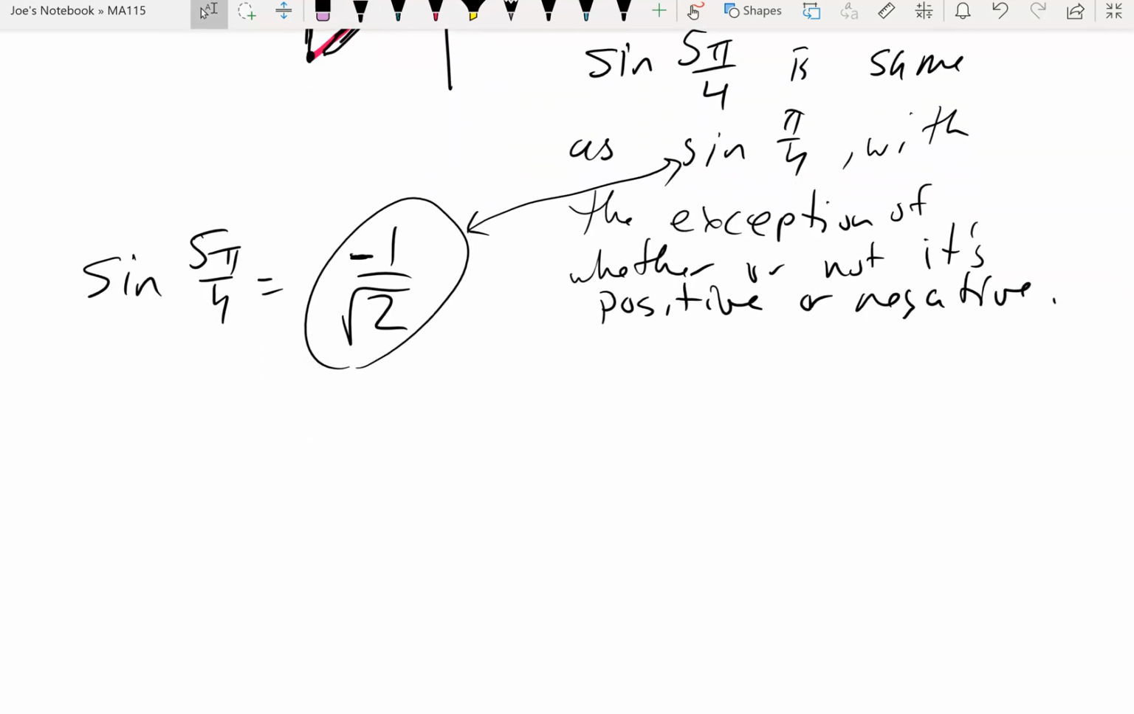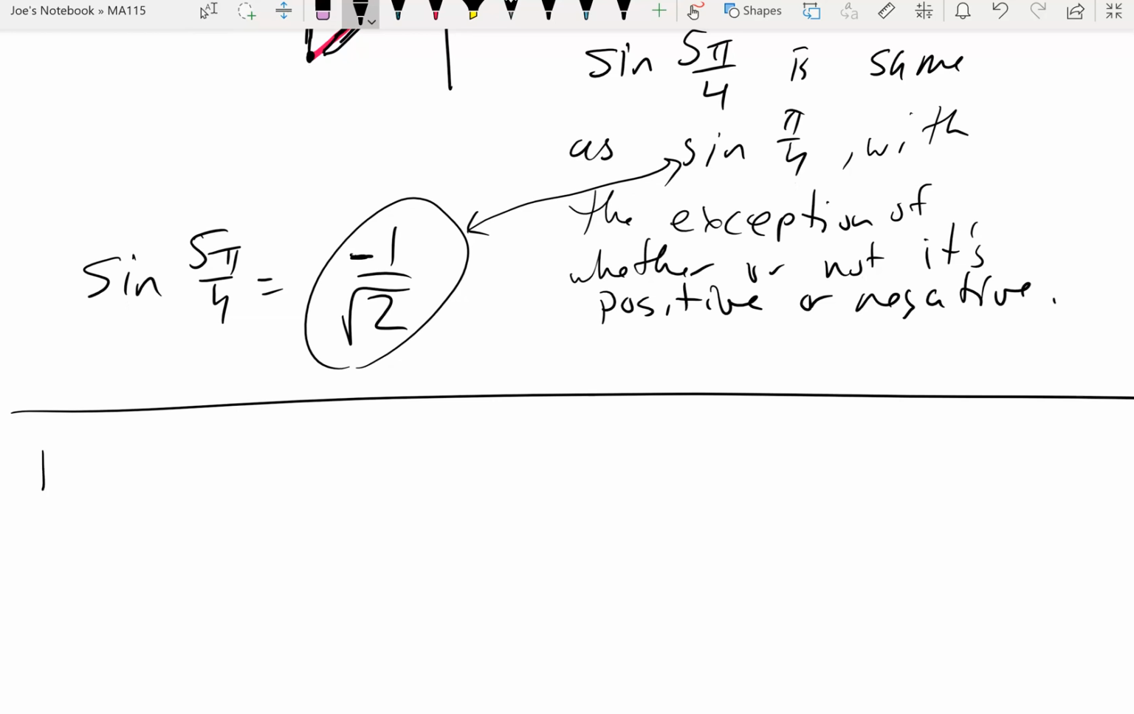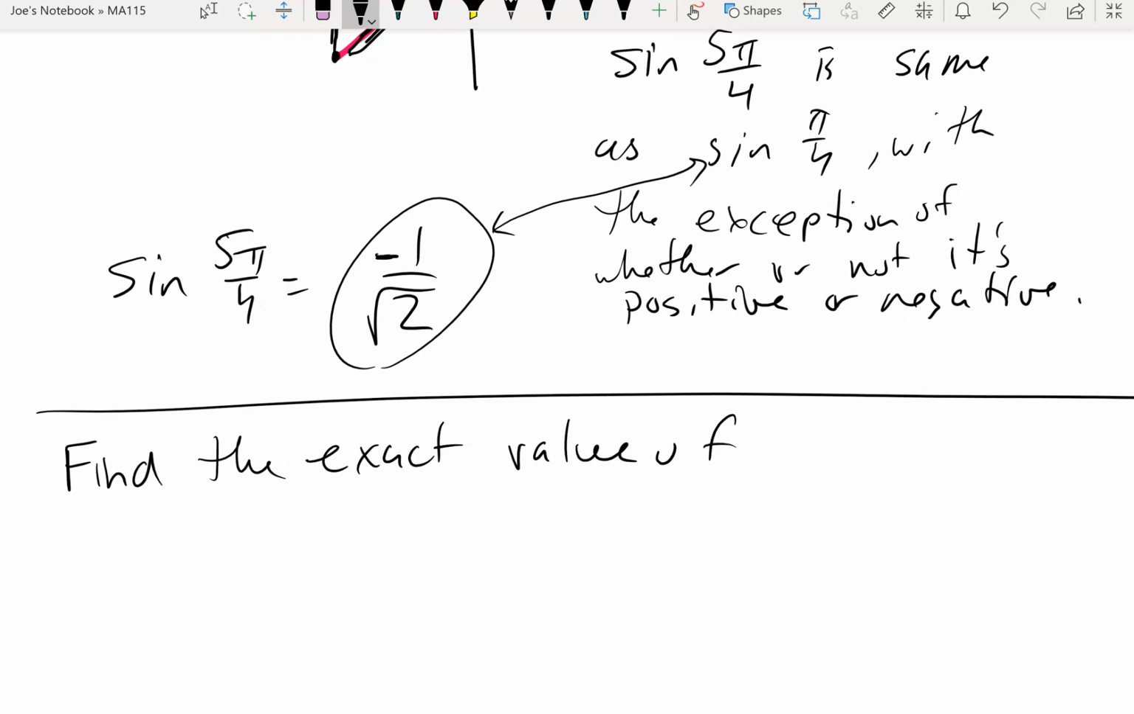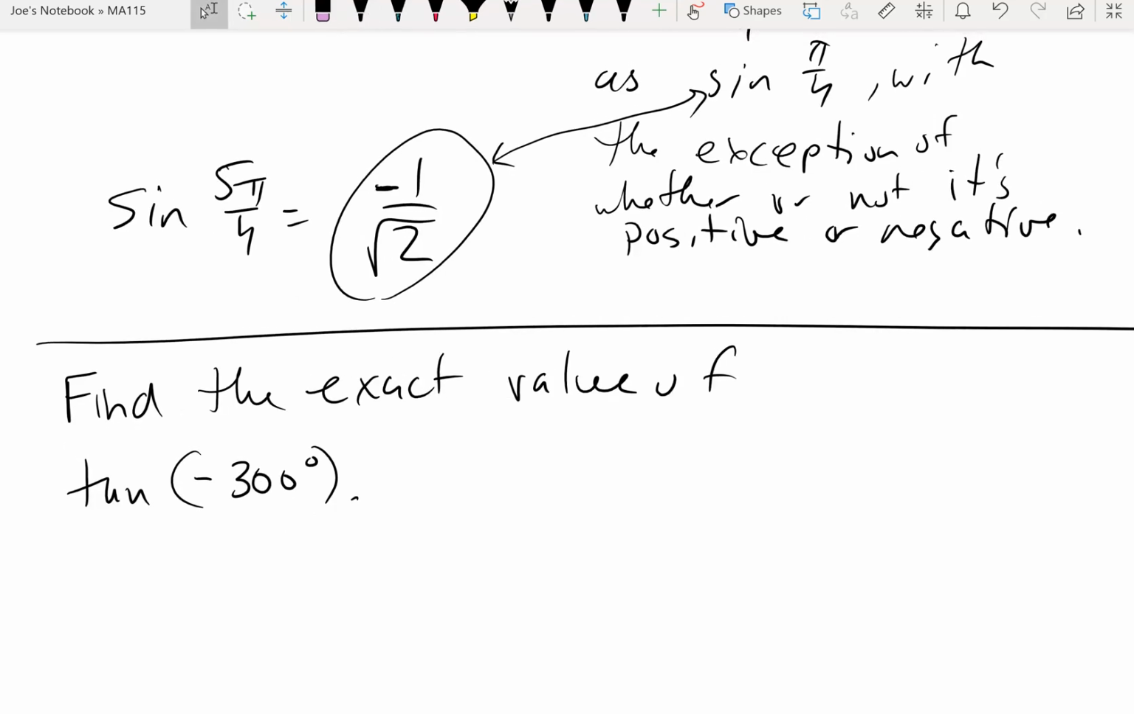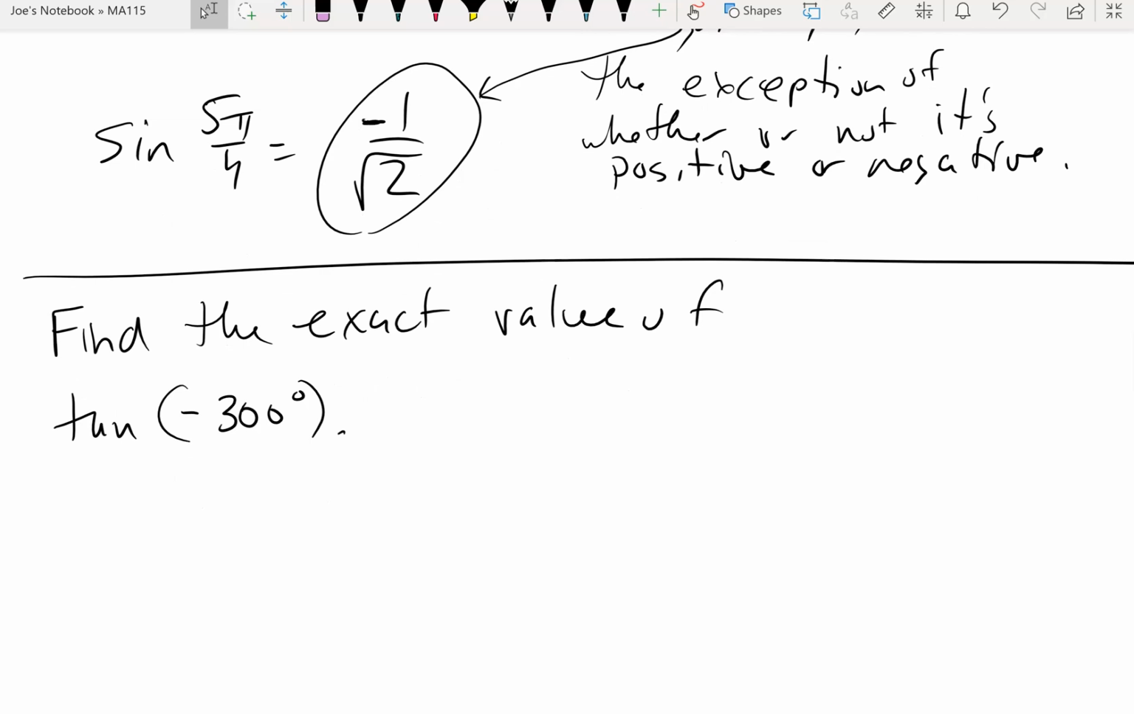Let's do one more, and then we'll do more of these on Friday. Let's say I wanted to find the exact value. Let's do one in degrees here, just for practice. I want to do tangent of negative 300 degrees. The first thing that I do is figure out what quadrant I'm in, so I can get my reference triangle drawn. Now this one, they give it to us in degrees, and it's also negative.